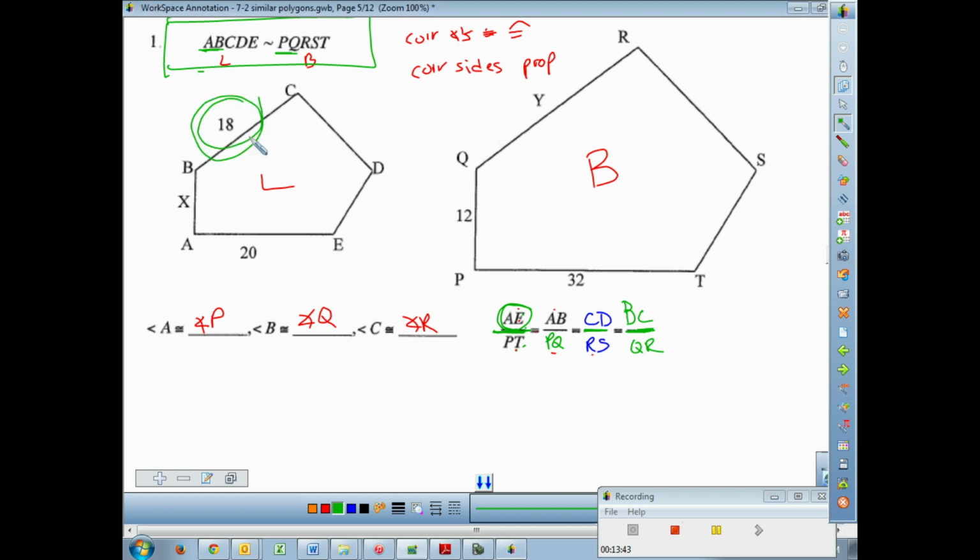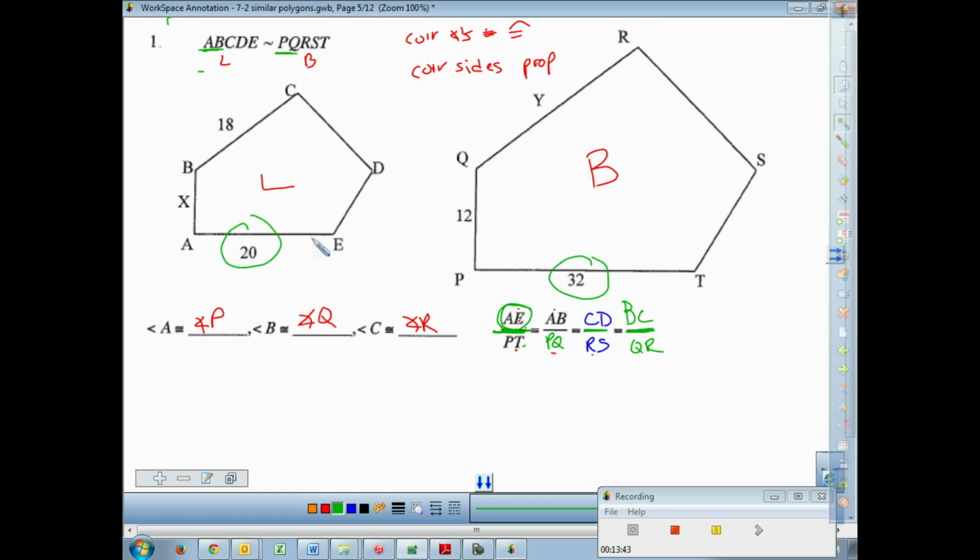Here's an 18. What corresponds to that in the other polygon? Do I know both their lengths? Nope. But obviously, boom and boom. Don't those guys correspond to each other, and you know both their lengths, correct? So how will I write my scale factor?